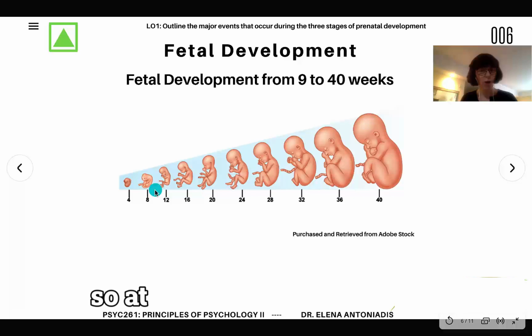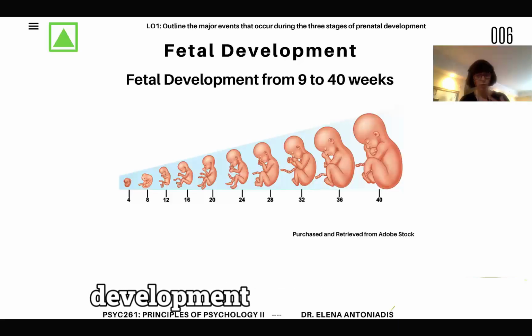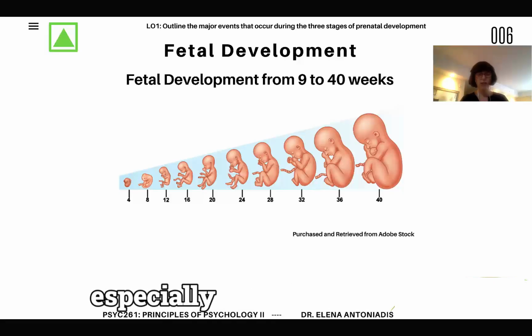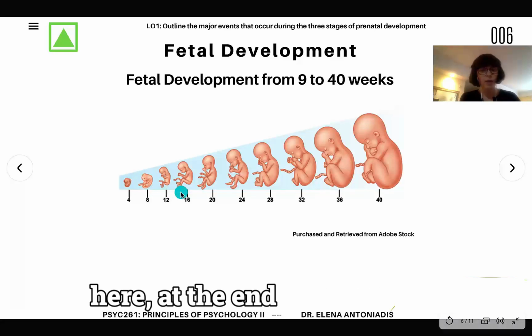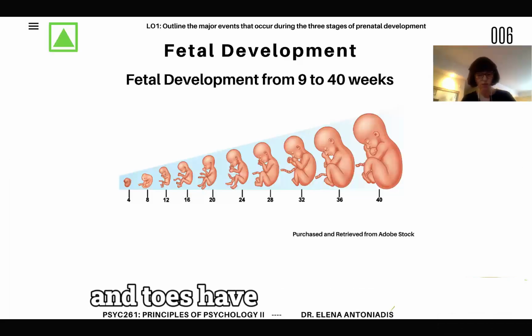And so, at week 9 starts the fetal stage, and as I mentioned earlier, this is the stage of prenatal development during which there's further growth of the body and the organ systems, and this is especially in the heart and the lungs, and would allow survival of the fetus outside the womb. Now, by the end of the 3rd month, the major organ systems and the fingers and toes have formed.